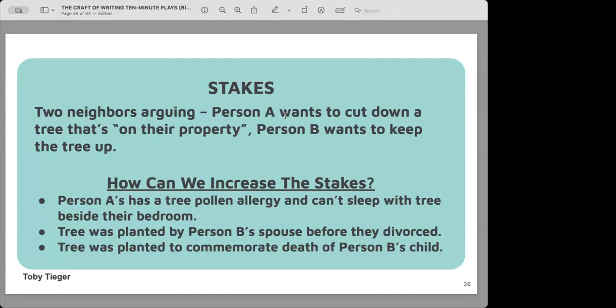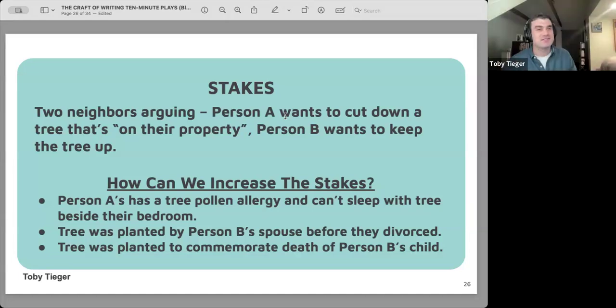Nora said the tree has some emotional significance. Cecilia said the tree is sentient. Exactly. Yes. Cool. Okay. Everyone's on the same page.